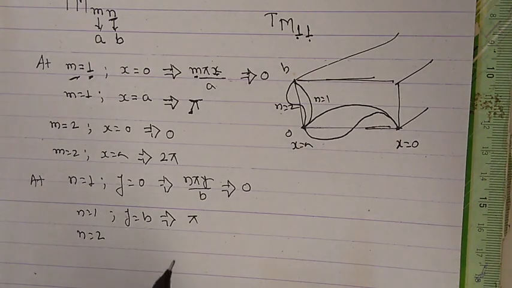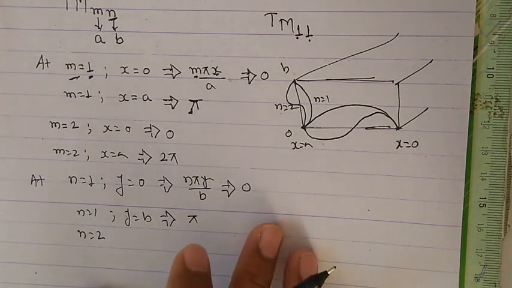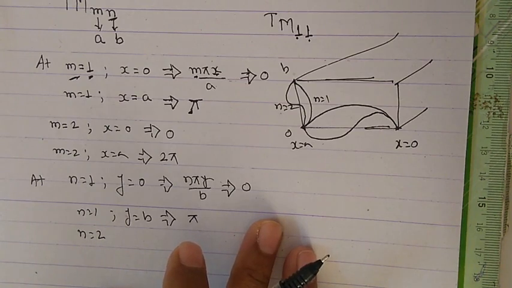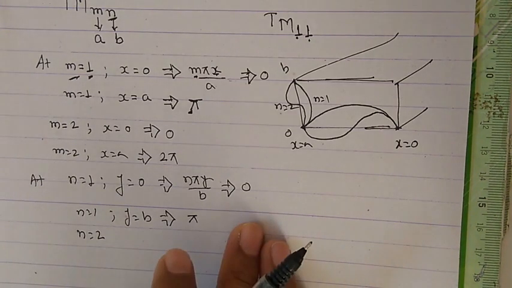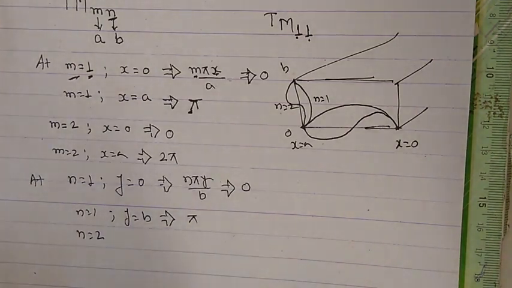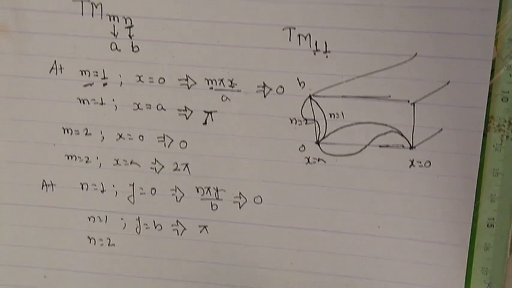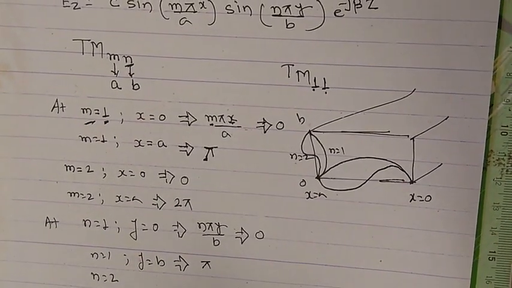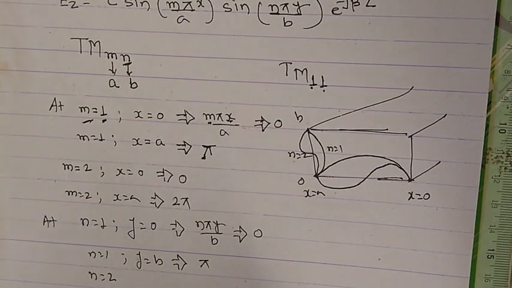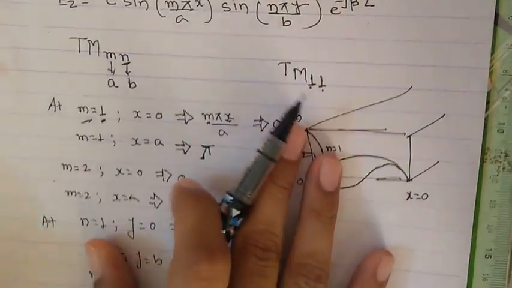So m and n represent the number of half cycles of the magnitude of field in the transverse direction, maybe x or y. Now let us consider what is the lowest possible mode in a rectangular waveguide, the lowest possible TM mode in a rectangular waveguide. You have this exact, complete solution.